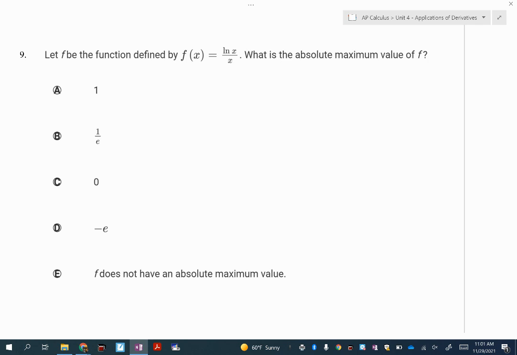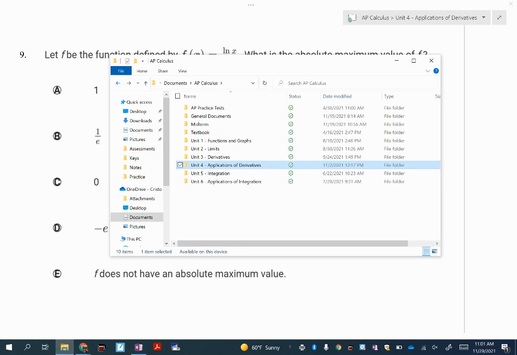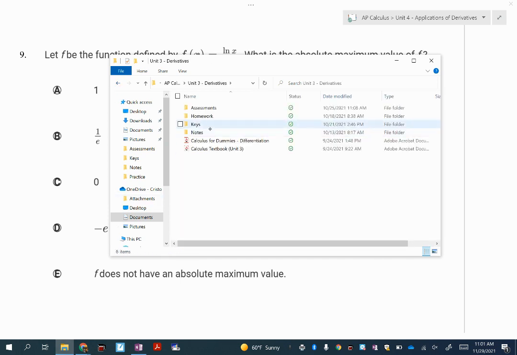But by hand, we need to take the derivative of this function. So I'm going to do d dx of the natural log of x over x. Now I'm going to use the quotient rule here. Let me just pull up my derivative formula sheet so that we feel confident on this.